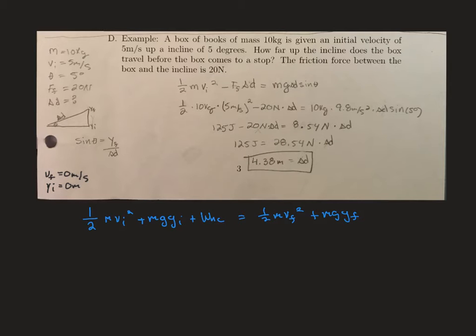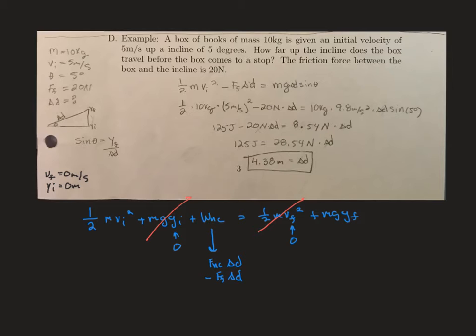Alright, so we've already established that V final is 0, so that means we don't have to worry about final kinetic energy. And we've already established that y initial is 0, so we don't have to worry about our initial potential energy. And we have to remember here that work non-conservative is going to be the force non-conservative times the displacement of the object. In our case here, that's going to be the negative force of friction times the displacement.